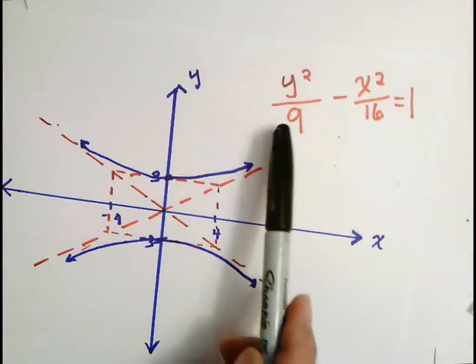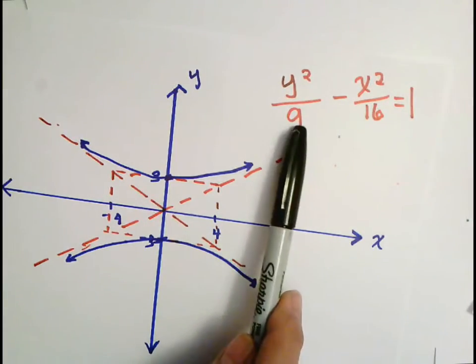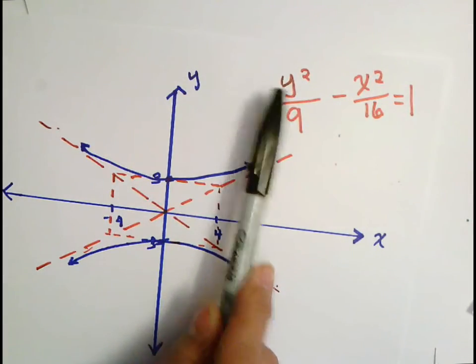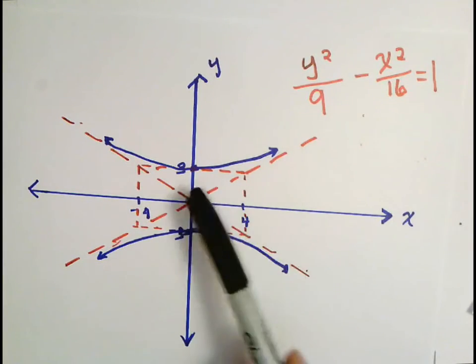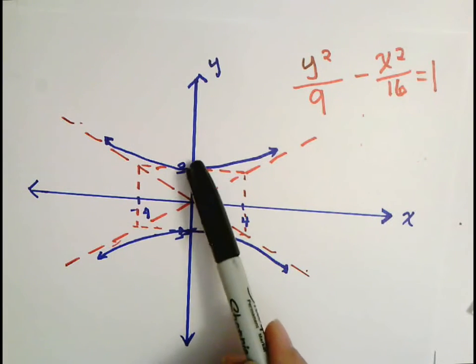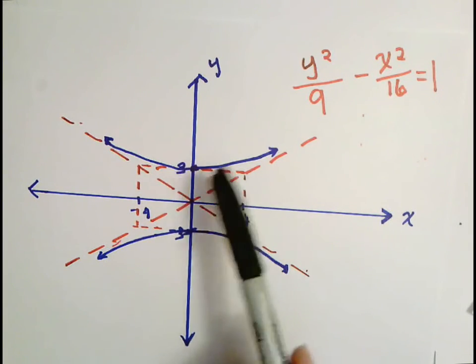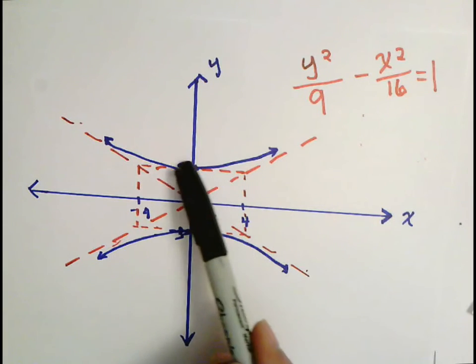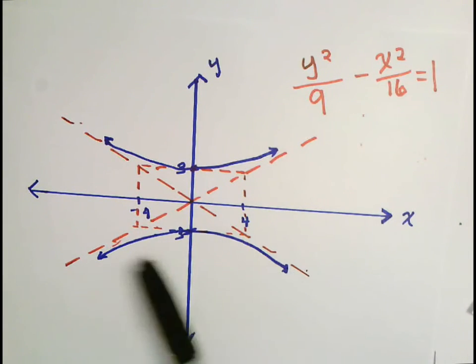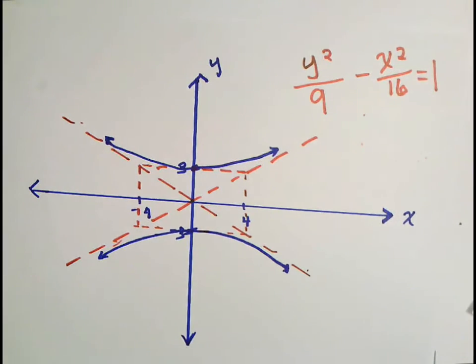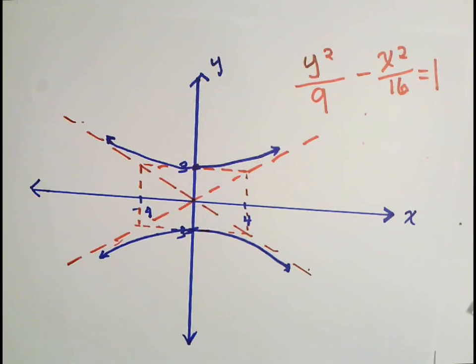And finally, I'm going to draw my 2 branches. Remember, the a square is under the y square. See, the y square is a positive term, so the branches will be opening what? Up and down. And you see how I start here at the vertex. See that vertex right there? And then I'm going to have the branches getting closer and closer to the slant asymptotes, these diagonals, but never touching, never crossing. So that is one example of how we sketch this hyperbola step by step.